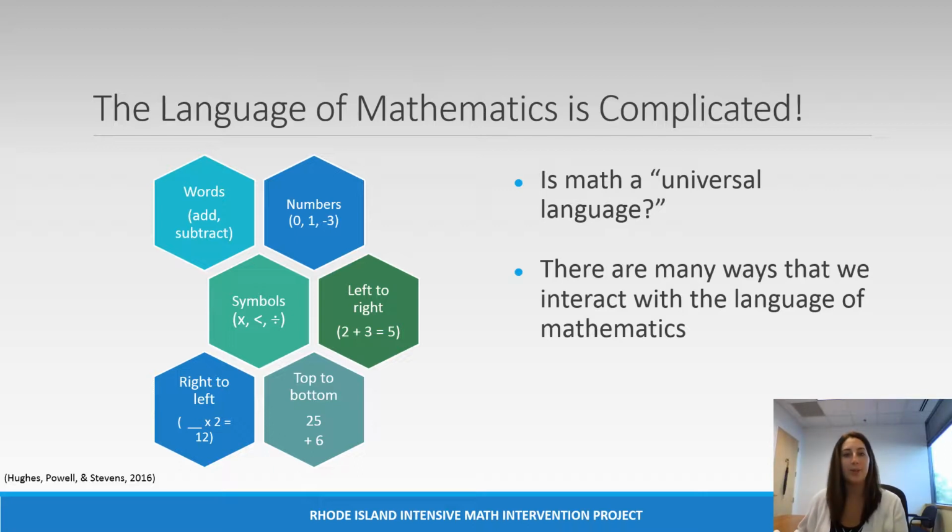However, we interact with the language of mathematics in a variety of ways: through words, such as add, subtract, reduce, through numbers, including both positive and negative numbers, through symbols, such as operations, parentheses, and brackets, and we can read a problem in a variety of ways, from left to right, right to left, and from top to bottom, depending on how the problem was presented. All of these require a command of the English language that not all students have yet.